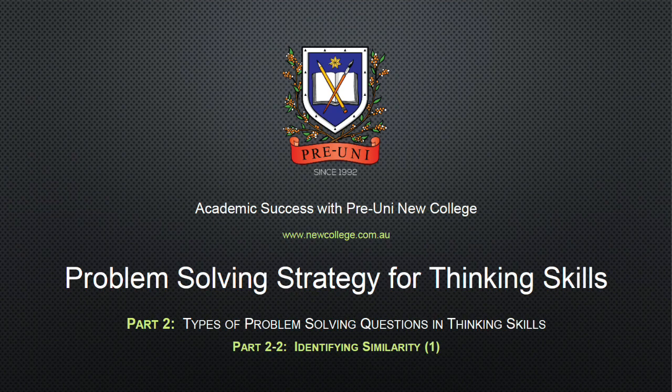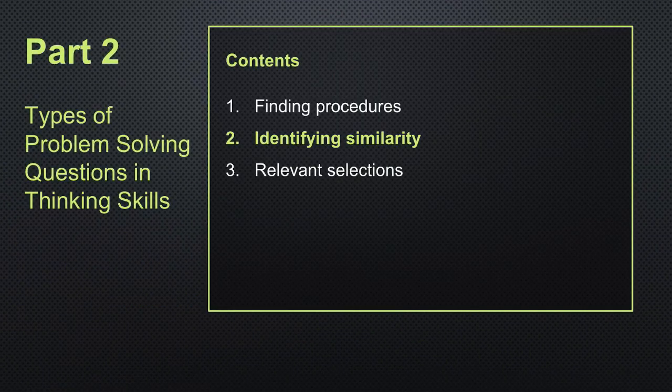Welcome everyone to Part 2-2, Lesson 1 of Problem-Solving Strategy for Thinking Skills. In this part, we will be going through the types of problem-solving questions you may encounter. We will also be learning some tips to solve these problem-solving questions. There are three types of problem-solving questions in thinking skills. They are finding procedures, identifying similarity, and relevant selections. We will be covering identifying similarity in this lesson.